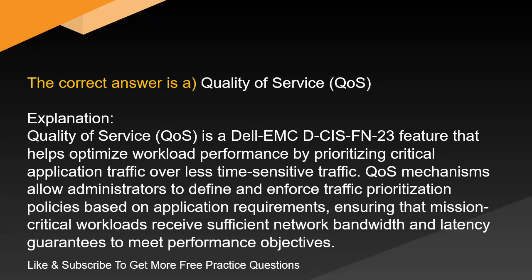The correct answer is A. Quality of service, QoS. Explanation. Quality of service, QoS, is a Dell EMC DCIS FN23 feature that helps optimize workload performance by prioritizing critical application traffic over less time-sensitive traffic. QoS mechanisms allow administrators to define and enforce traffic prioritization policies based on application requirements, ensuring that mission-critical workloads receive sufficient network bandwidth and latency guarantees to meet performance objectives.